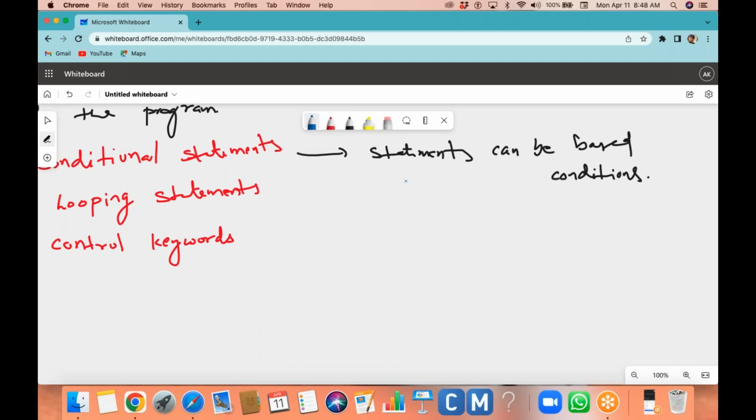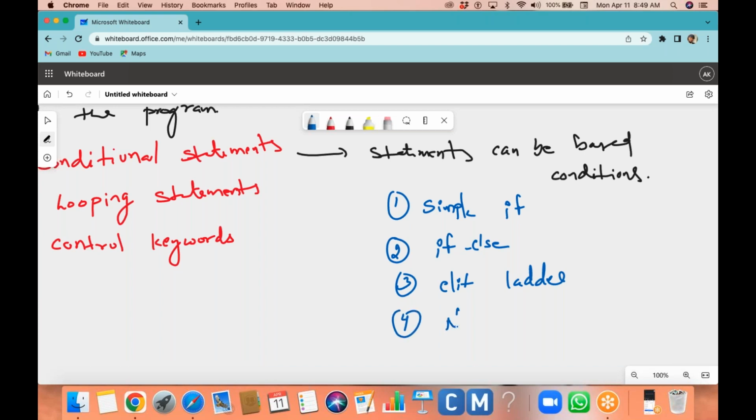From that, the very first one is the simple if. What about the second one? If and else. What about the third one? Elif ladder. What about the fourth one? Nested if. Is it clear, my point?